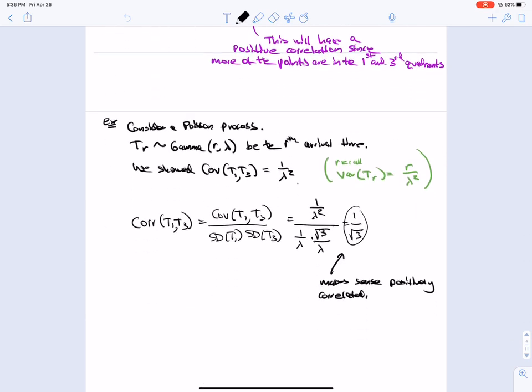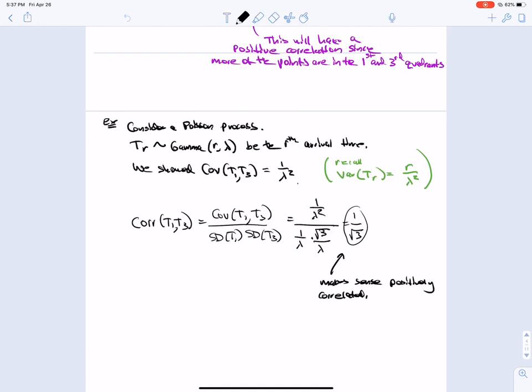So let's do an example that we just talked about. Consider a Poisson process. T_r is gamma(r, lambda), the rth arrival time. We showed that the covariance of T1 and T3 is 1 over lambda squared. If we wanted to find the correlation of T1 and T3, we'd need to divide that covariance by SD(T1) and SD(T3). So that would be 1 over lambda times square root of 3 over lambda. That will essentially cancel out the lambdas, and you'll get 1 over square root of 3.